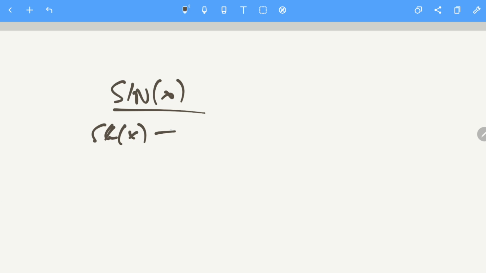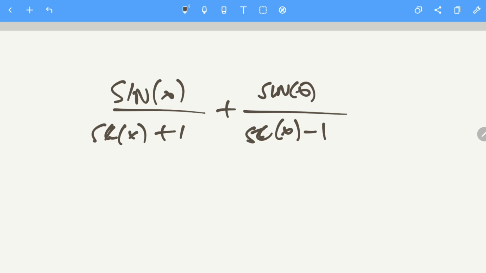Next example, sine x divided by secant x plus 1 plus sine of x divided by secant x minus 1 equals cotangent of x. This one is pretty easy. We can see that the left hand side has 4 trigonometric functions and the right hand side has only one, so we must start from the left side.